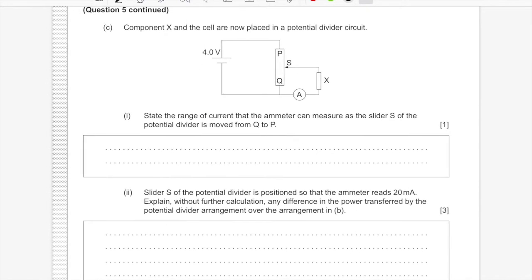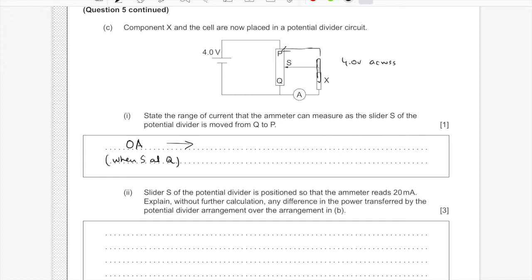Okay, potential divider, range that we can get. Well, we know when the slider S is all the way down at Q, then we have 0 potential difference across X, we have 0 current through it. Whereas if we slide it all the way up to P, then we have the full potential difference of 4 volts across X.